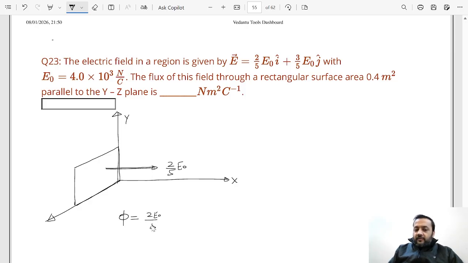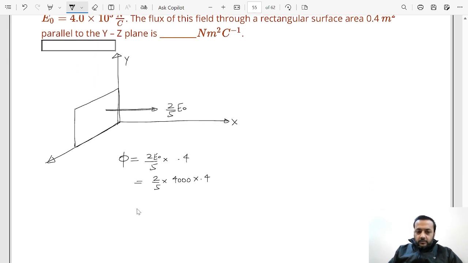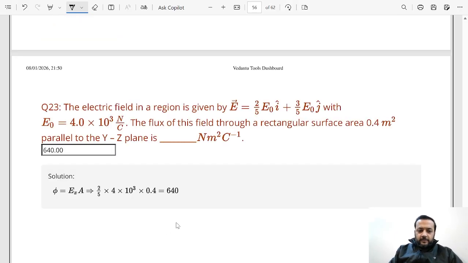2 E naught by 5 into the area, which is 0.4. Now you can put the value of E naught. So 2 by 5 into E naught is 4000, and this is into 0.4. So how much are we getting? 5 into 8 is 40, so this becomes 80 into 2 into 4. 4 2s are 8, 8 into 8 is 64. So I think 640 will be the correct answer to this question. All right.